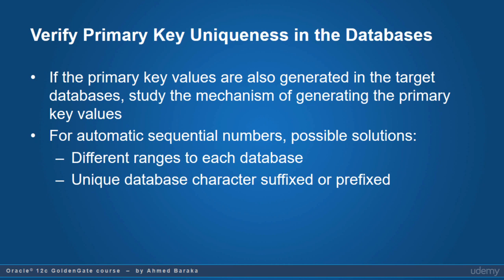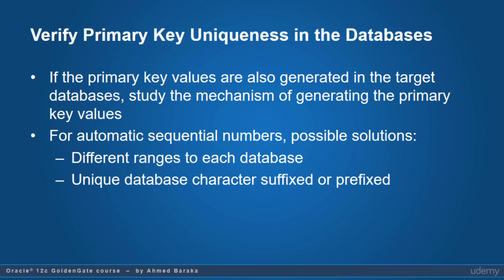If any target database in your configuration allows inserting new records, you need to study the mechanism on which the primary key values are generated. You need to make sure that if you allow the applications in both sides to insert new records, the primary key values generated across the databases will not overlap. If duplicate values could be generated, then you must change the mechanism so that the primary key values generated across all the databases are unique.